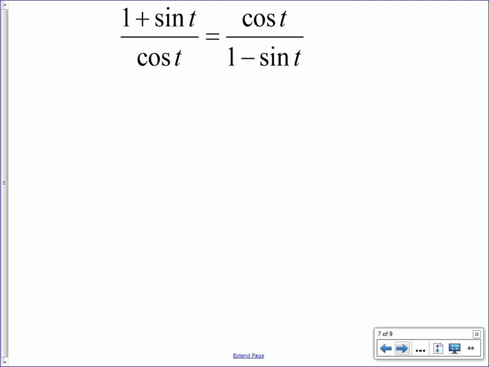So which side would you like to start with? It doesn't matter which side you start with. Let's go left side. And what would you want to do with the left side? Okay, let's do the right side. What can we do with the right side? Remember this in the denominator? We can multiply by the conjugate, correct?